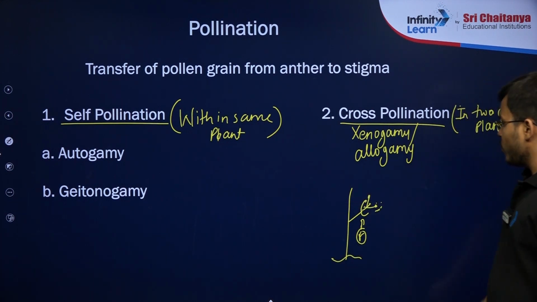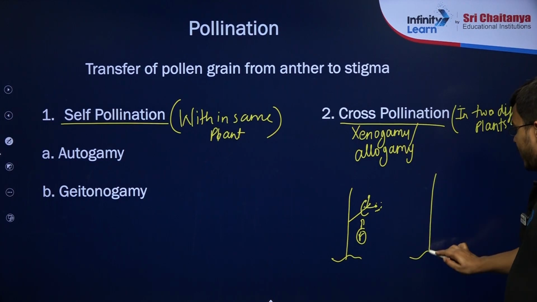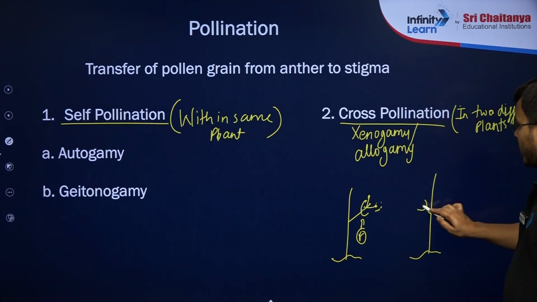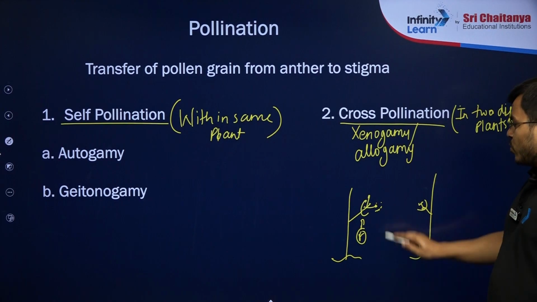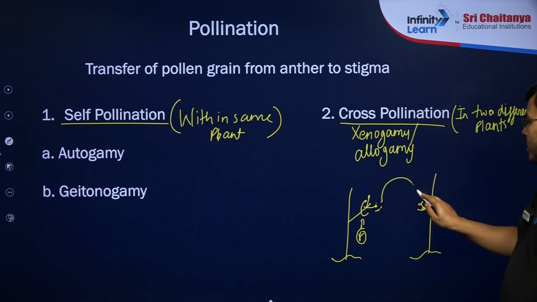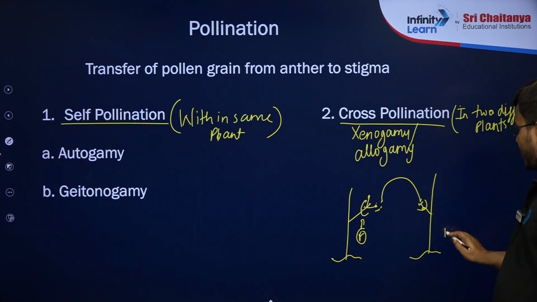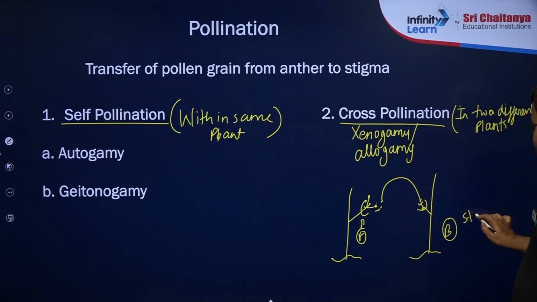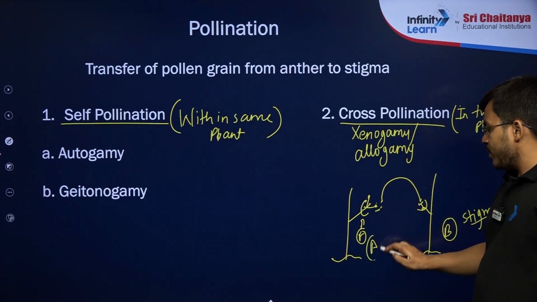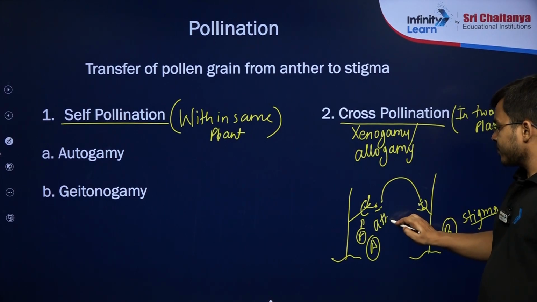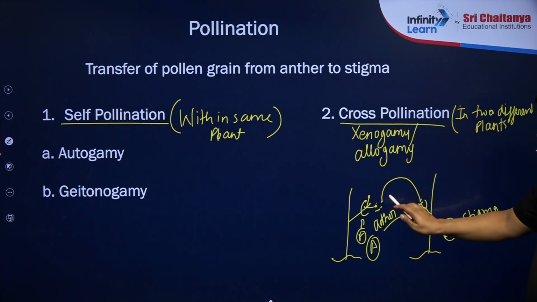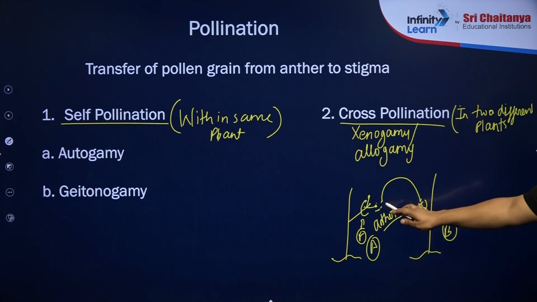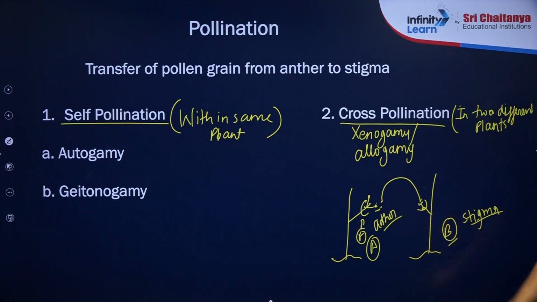Now students, here we have another plant, and this plant's stigma is there. So these pollen grains will be traveling from plant A to plant B's stigma. The stigma is of this plant B. So plant B has its stigma, meaning the female part, and plant A has its anther or its pollen grain, that is derived from the anther. So from plant A's anther, the pollen grain will be traveling to plant B's stigma.